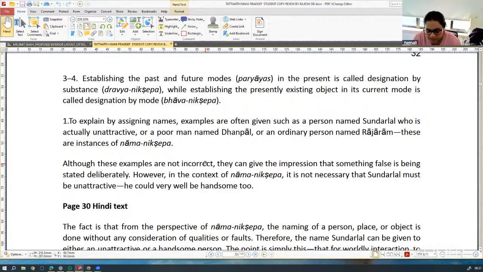To explain by assigning names, examples are often given, such as a person named Sundar Lal who is actually unattractive, or a poor man named Dhanpal, or an ordinary person named Rajaram. These are instances of Naam Nikshep. Although these examples are not correct, they can give the impression that something false is being stated deliberately. However, in the context of Naam Nikshep, it is not necessary that Sundarlal must be unattractive. He could very well be handsome too.